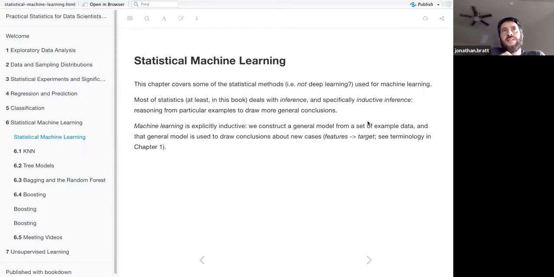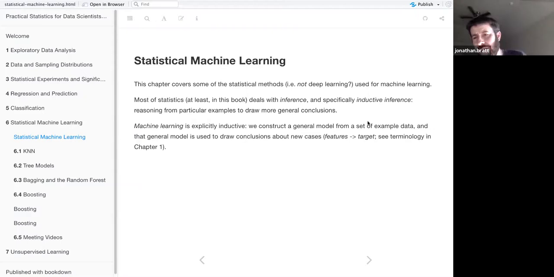But machine learning, at least, is explicitly inductive. That is what machine learning is. We start with specific facts, particular examples in our data. And then we derive a general model to draw general conclusions that we can then apply to new cases. So that's explicitly inductive. For me, it was helpful to think about this as what statistics is, and what machine learning is in general: explicitly inductive inference.